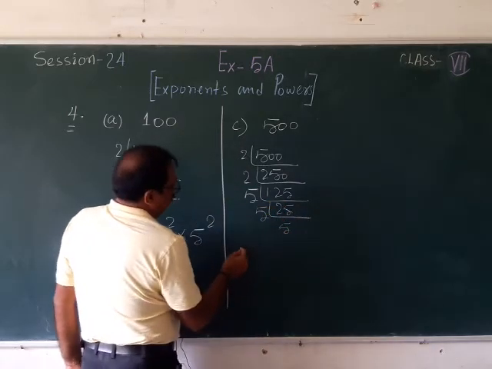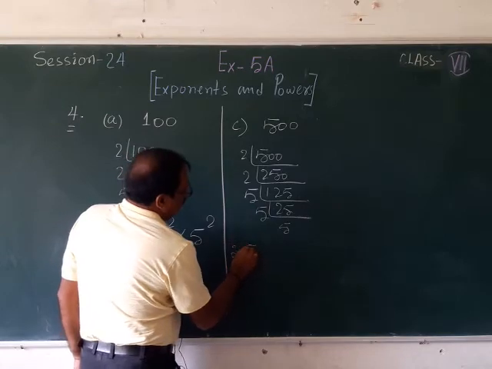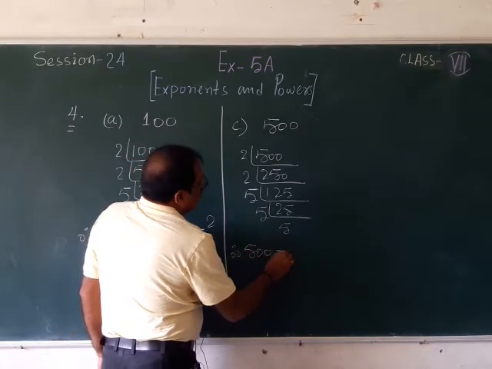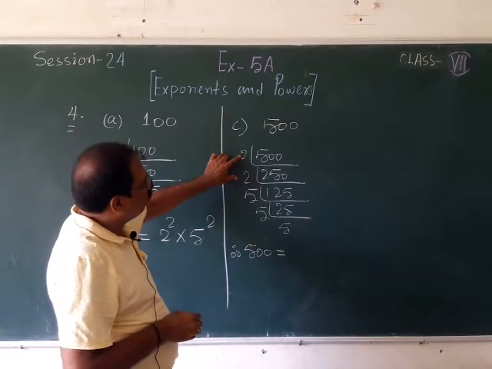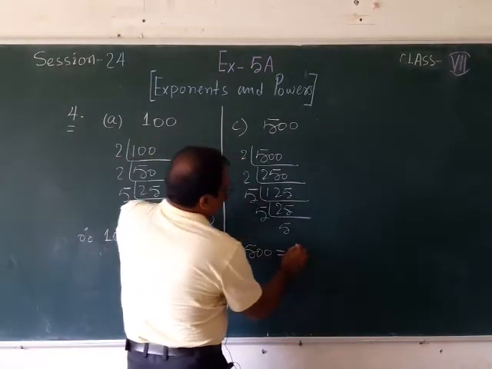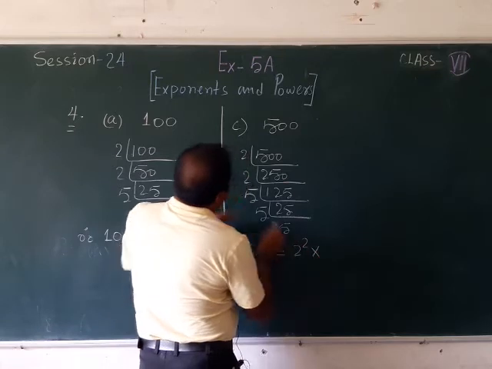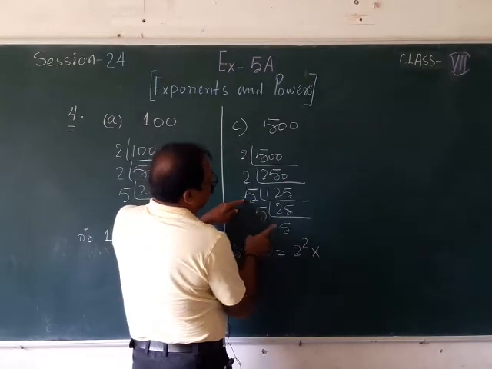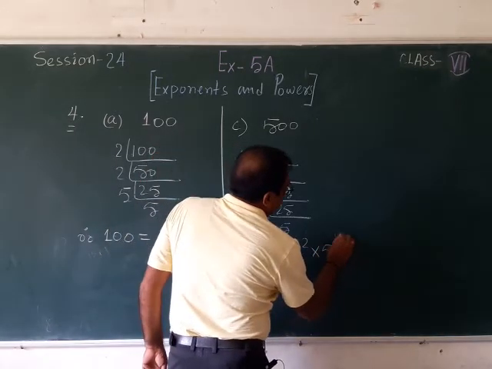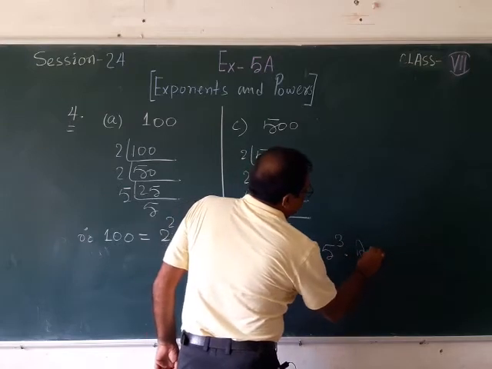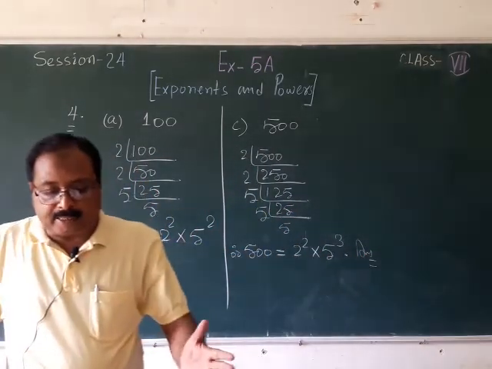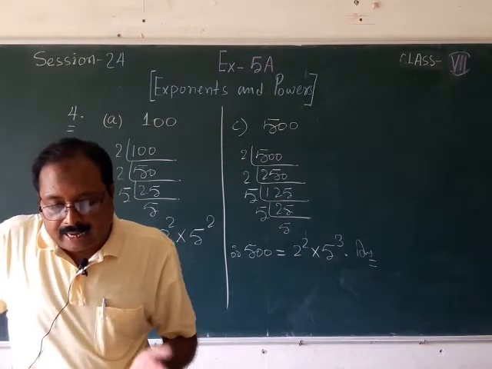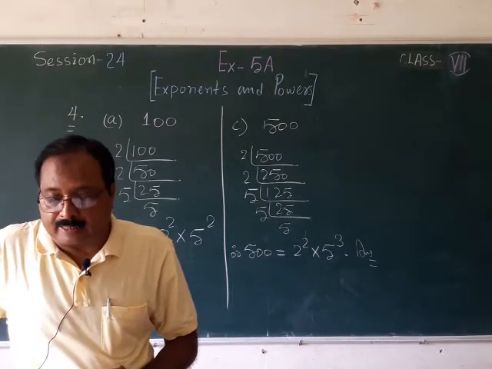So further what you have seen, if I write this 500 in exponential form, then here 2 is 2 times, so I can write 2 to the power 2. Then how many times 5 is there? 1, 2, 3 times, so I can write 5 to the power 3, and it will be the answer itself. So like that you can express these numbers as exponents of their prime factors.